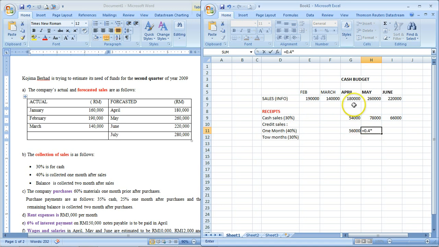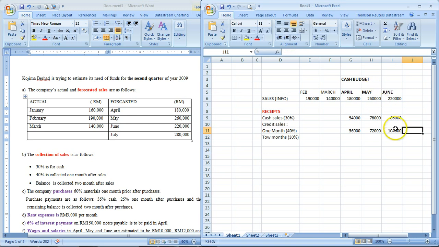You times with April, 180,000. So you get 70,000. How about June? Correct. 40% times what? The sales that you get from May, because 1 month. Very good. So the answer here is 260,000, because June takes from May, which is 1 month.